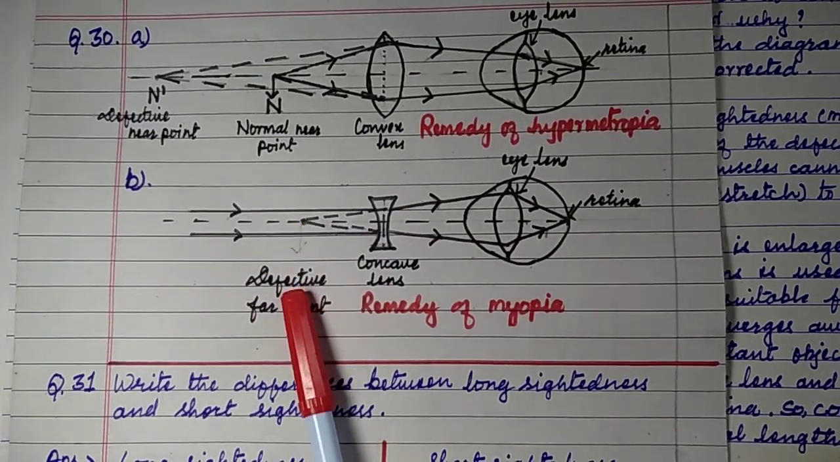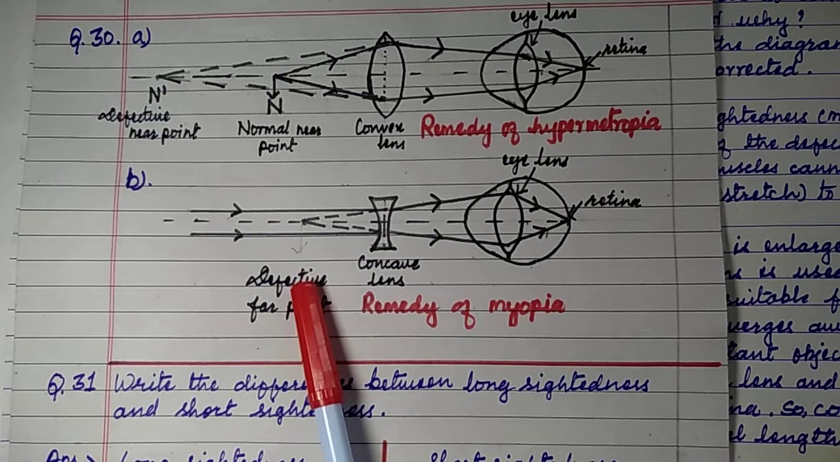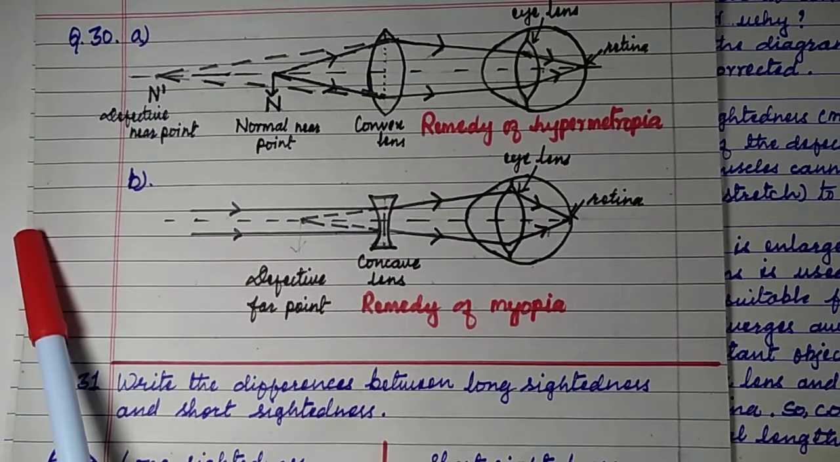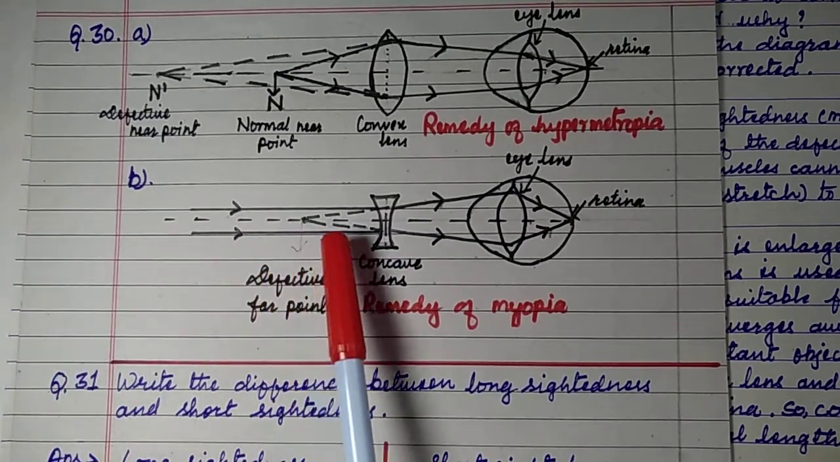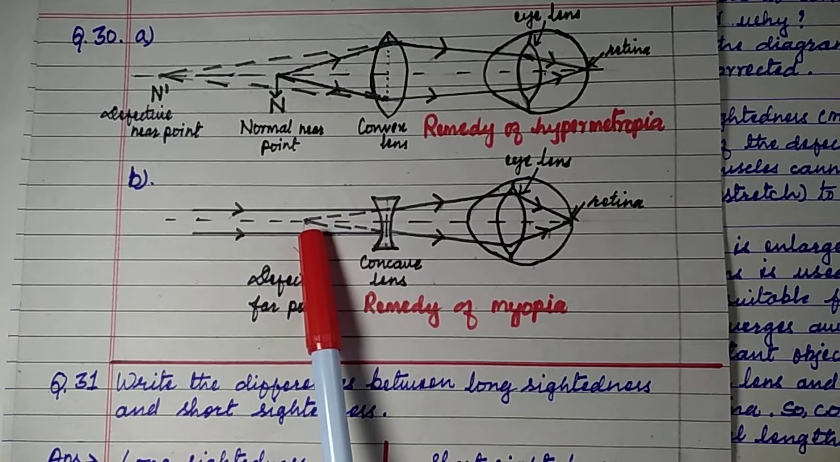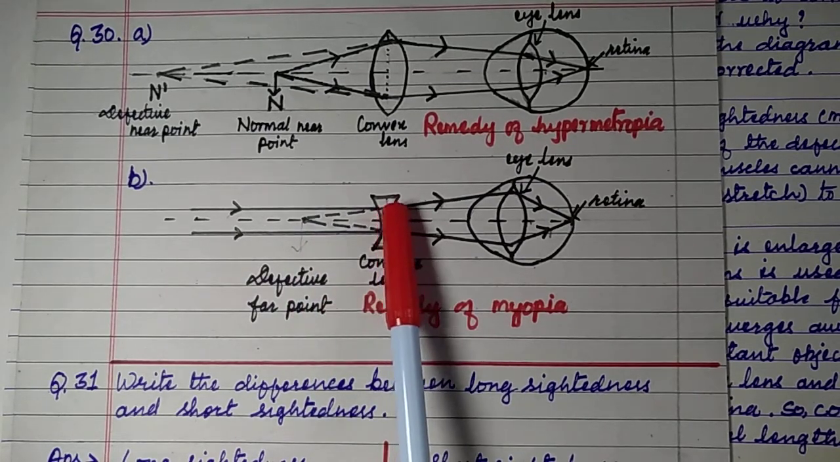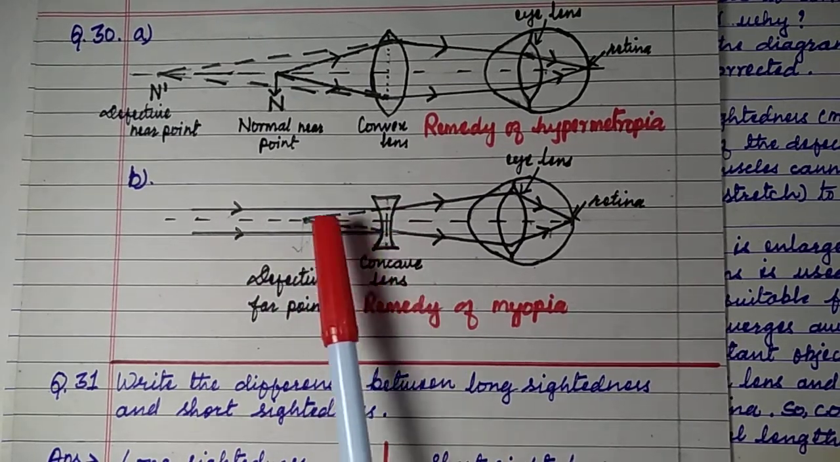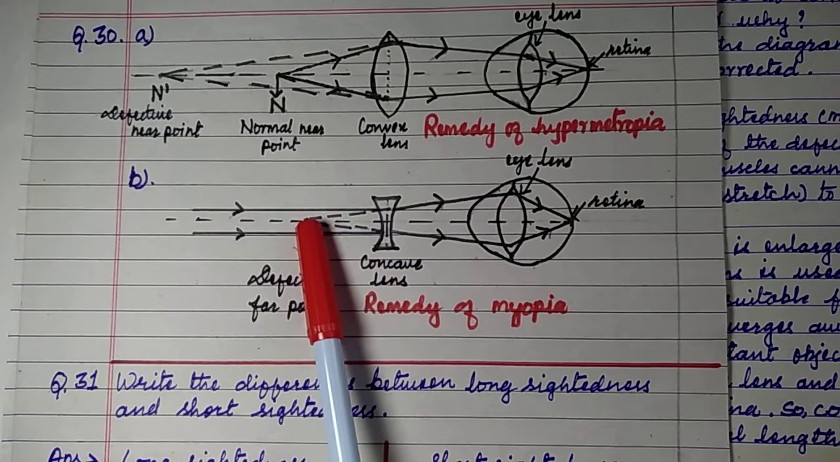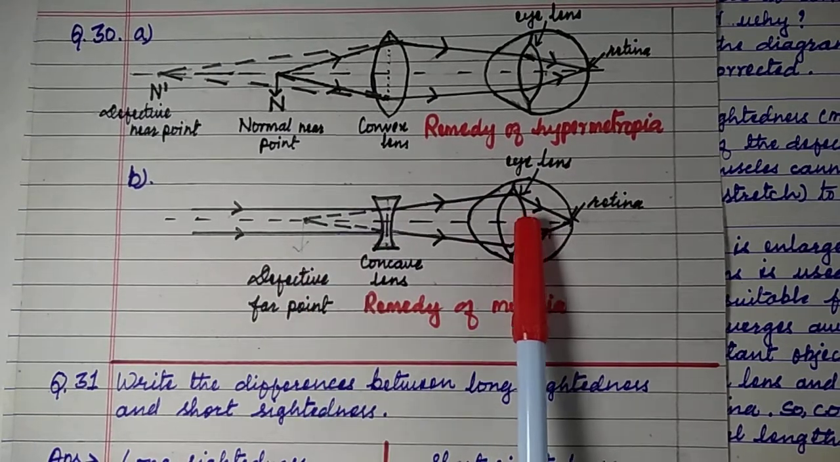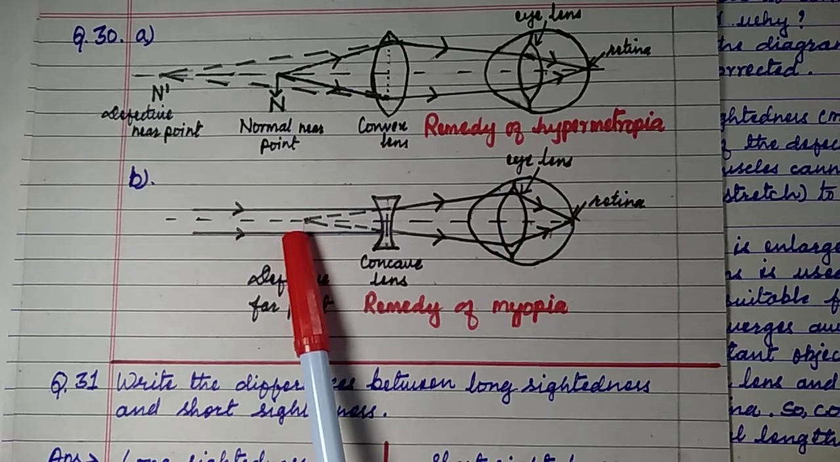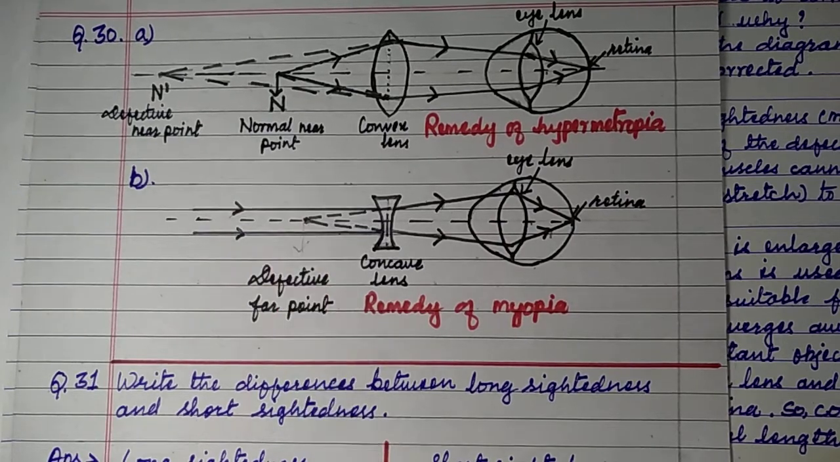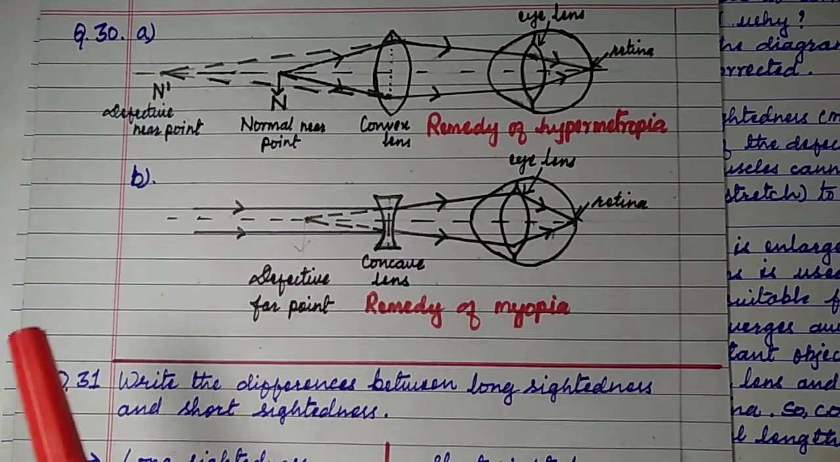So this is the defective far point. Actual far point is at infinity distance. So this defective far point is made by this lens. Once the lens is used, this defective far point will be formed over here, so that the eye lens can see the object kept at this point. So this is the remedy.